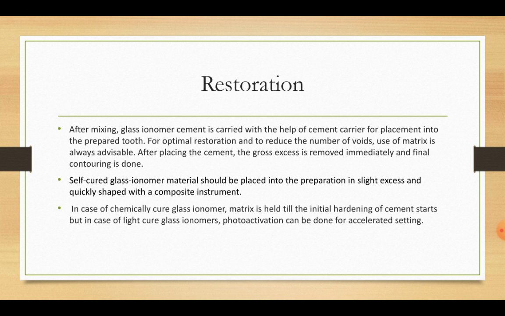Coming to the restoration, after mixing, glass ionomer cement is carried with the help of a cement carrier for placement into the prepared tooth. For optimal restoration and to reduce the number of voids, use of a matrix is always advisable. A cervical plastic matrix strip is used. That also helps in contouring the restoration, and it is very useful in reducing the number of voids, and it also acts as a surface protection.